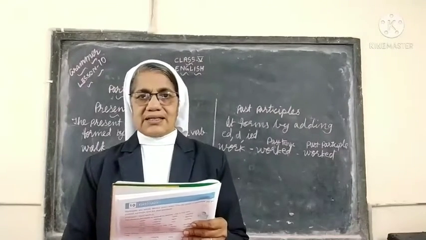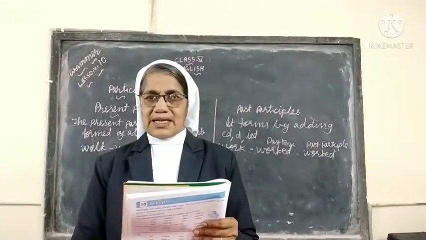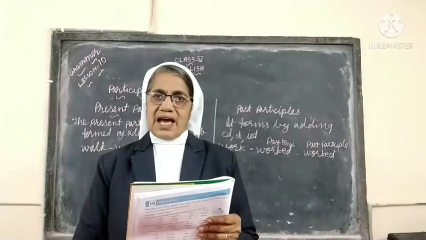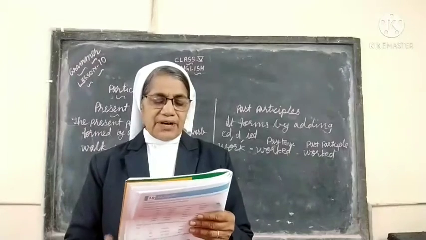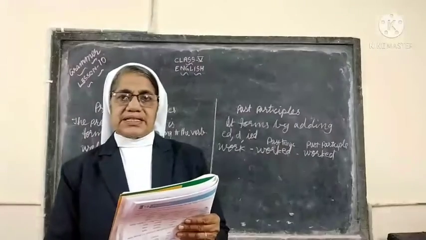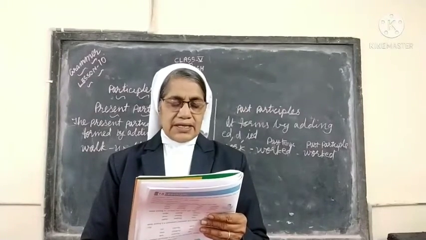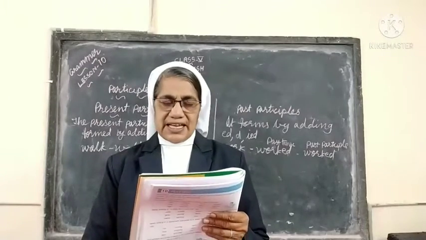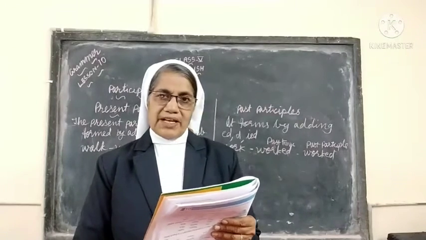You should add only D, not ED. L-I-K-E plus D, liked. And past tense and past participle are the same there also, like, liked, liked. And move, moved, moved. And verb ending in Y, drop the Y and add I-E-D. Copy. C-O-P-Y. You drop Y and add I-E-D, copied. C-O-P-I-E-D. Copy, copied, copied.